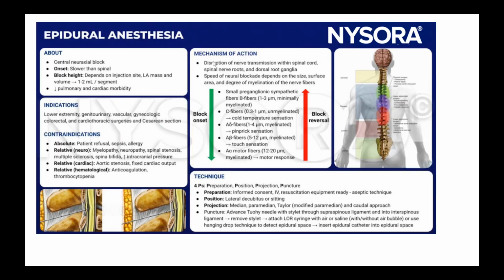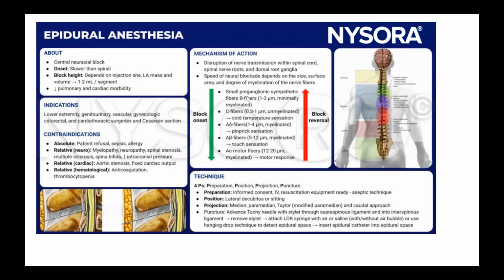And mechanism of action is disruption of the nerve transmission within the spinal cord. So it acts at the root level of both the anterior and posterior roots when they come to form the combined spinal nerve before they emanate or traverse through the intervertebral foramen. That is the location. So the dorsal root and ganglia are all blocked there, and the speed of onset of neural blockade depends on the size, surface area, and degree of myelination of the nerve fibers.